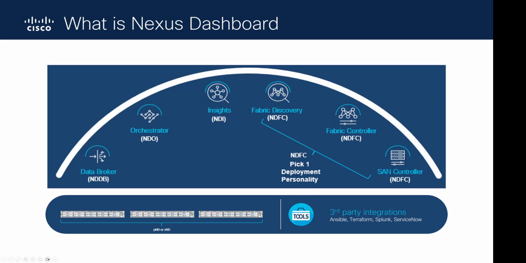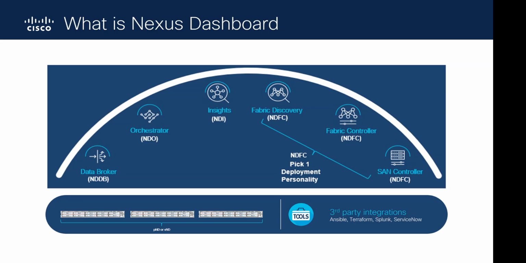This is another visual. They typically say that a picture is worth 1,000 words, and this is a common depiction that you'll see of Nexus Dashboard. At the bottom, we are showing the nodes needed to run Nexus Dashboard software. Those nodes can be physical or virtual nodes, as well as third-party integrations that happen at a platform level.